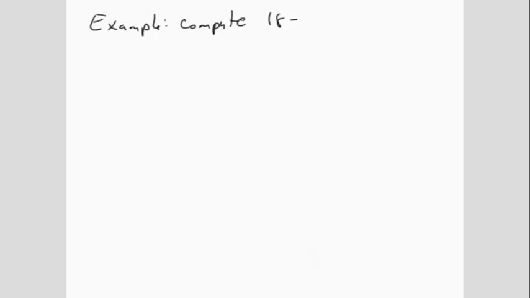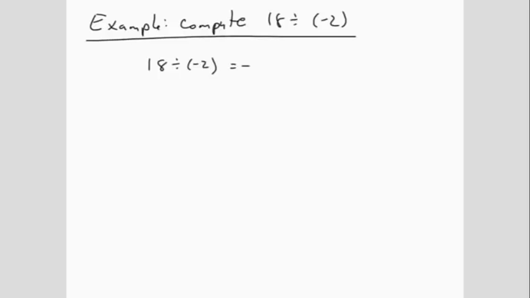Example, compute 18 divided by negative 2. 18 divided by negative 2 is a positive divided by a negative. A positive divided by a negative is negative. And then we need to do the calculation. 18 divided by 2 is 9. So 18 divided by negative 2 is negative 9.